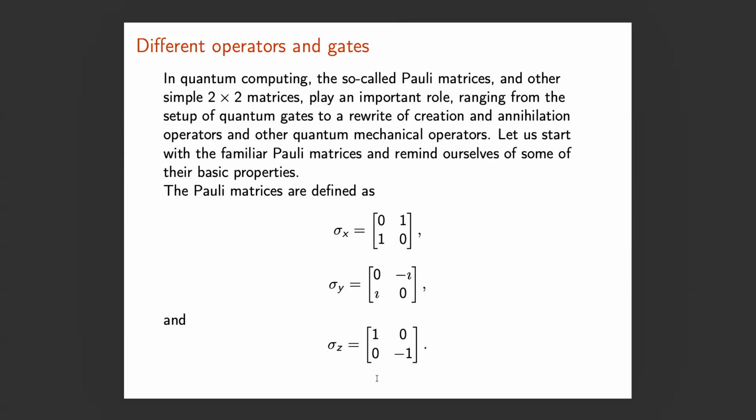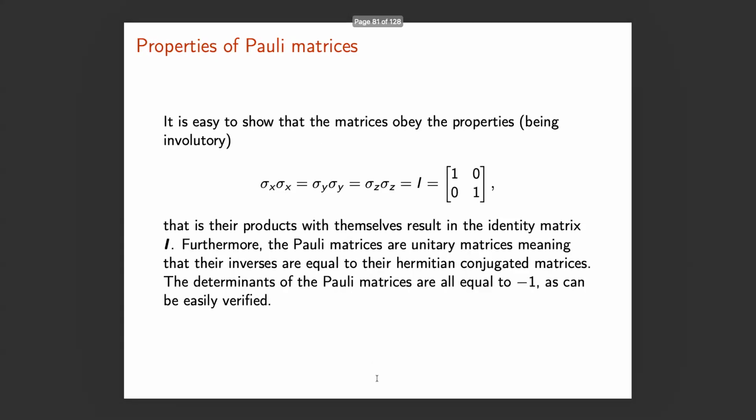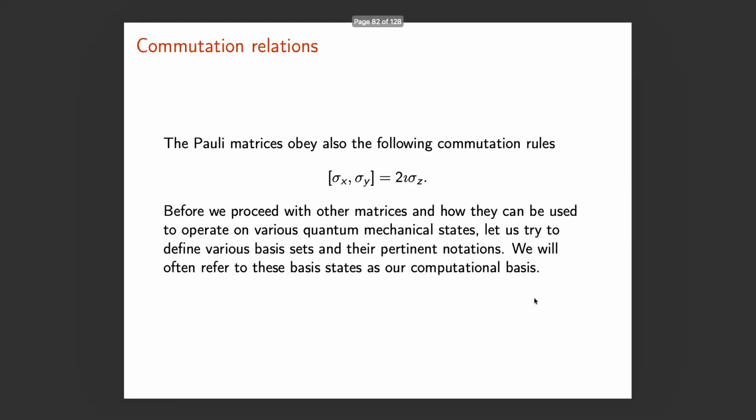Now, you will see again and again that these Pauli matrices are going to play a central role as 1-qubit gates. And they have their commutation relations, and we also know that when they're squared, they give us the identity matrix. So the Pauli matrices are unitary matrices, meaning that the inverses are equal to the Hermitian conjugated matrices. And the determinants are always equal to minus 1, which you also can verify easily. And they have the famous commutation relations.